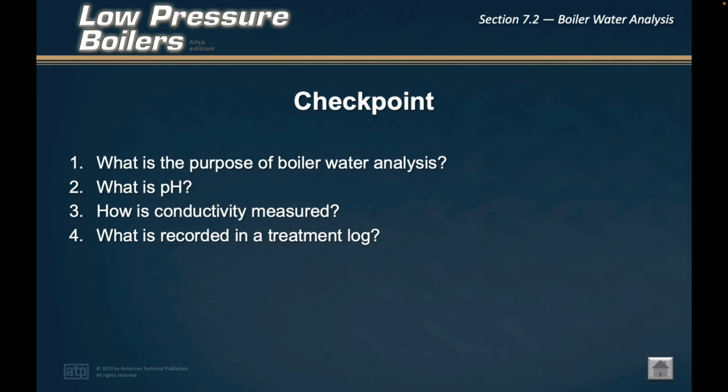Number 2. What is pH? pH is a measure of the acid-alkaline balance of a solution and is indicated on a scale from 0 to 14. Number 3. How is conductivity measured? Conductivity is measured with a conductivity meter. A conductivity meter is an instrument used to determine total dissolved solids, TDS, present in boiler water.